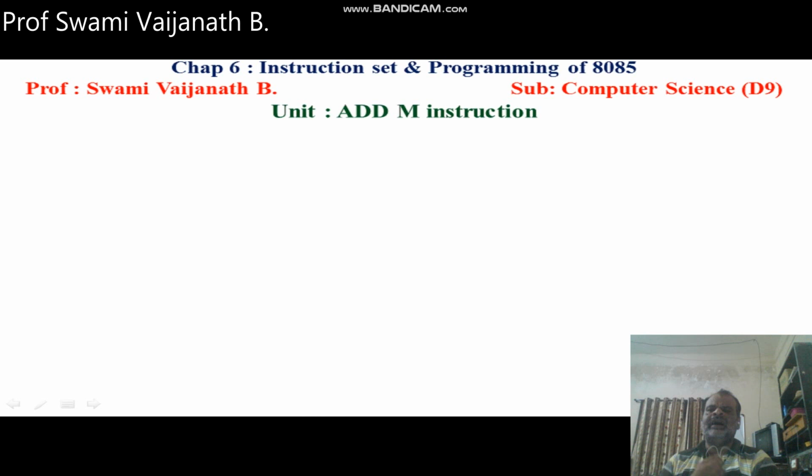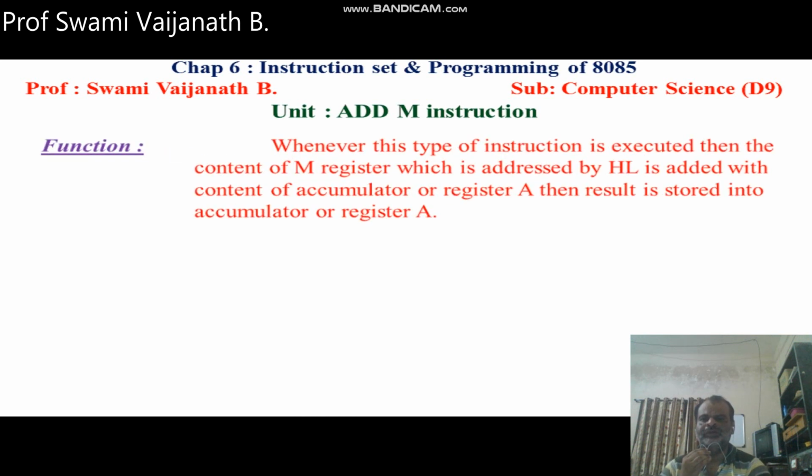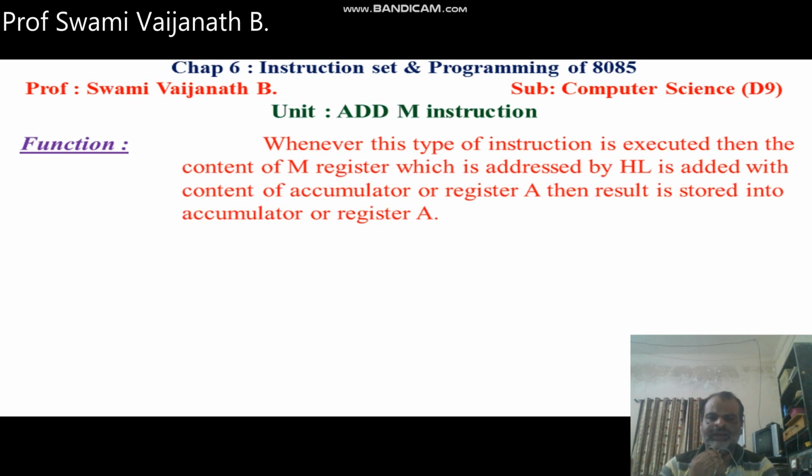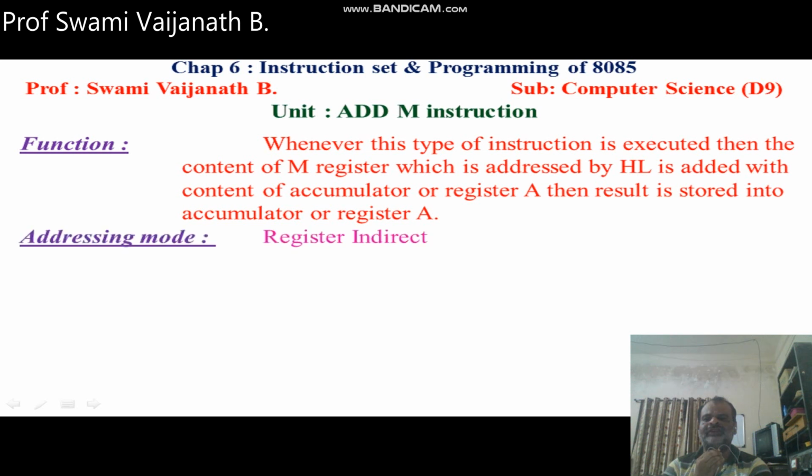Then the next instruction is the ADD M instruction. Whenever this type of instruction is executed, what happens? The content of the M register, that is the memory register, which is addressed by HL, that means the memory content at the HL address, is added with the content of the accumulator or A register. Then the result, that is the sum, is stored in the A register.